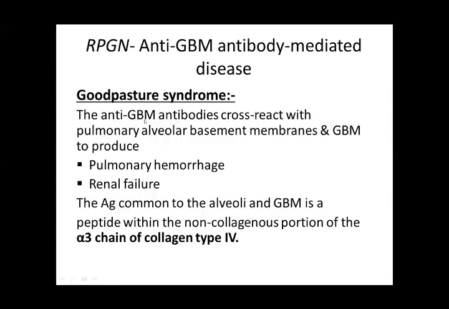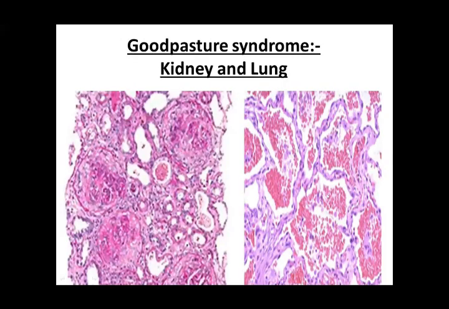So in Goodpasture syndrome, which is not very good, there is an antibody against the GBM that also cross reacts with the basement membrane in the lung. So it causes pulmonary hemorrhages and it causes renal failure. This antibody is formed against type 4 collagen, which is the collagen of the glomerular basement membrane, the alpha 3 chain of type 4 collagen. It causes hemorrhages in the lung and in the kidney.